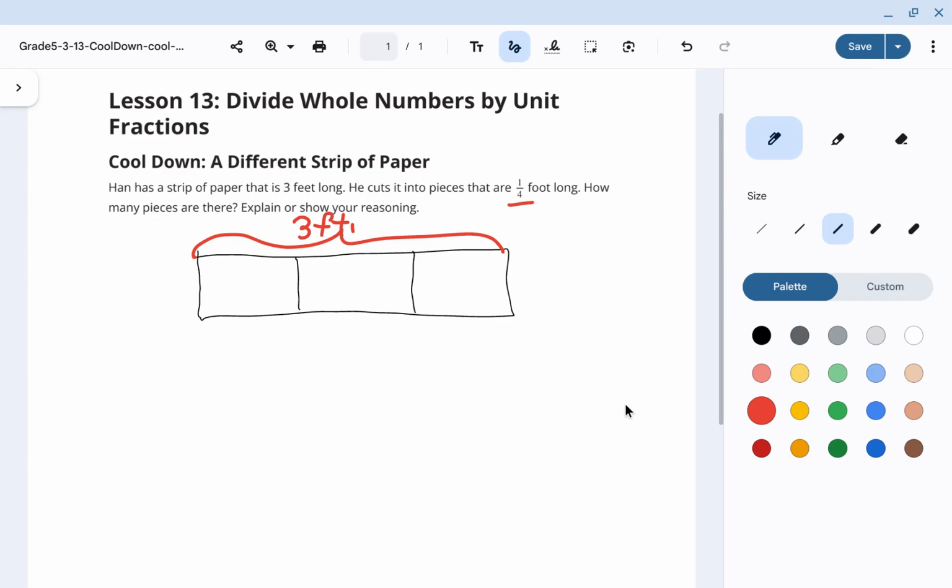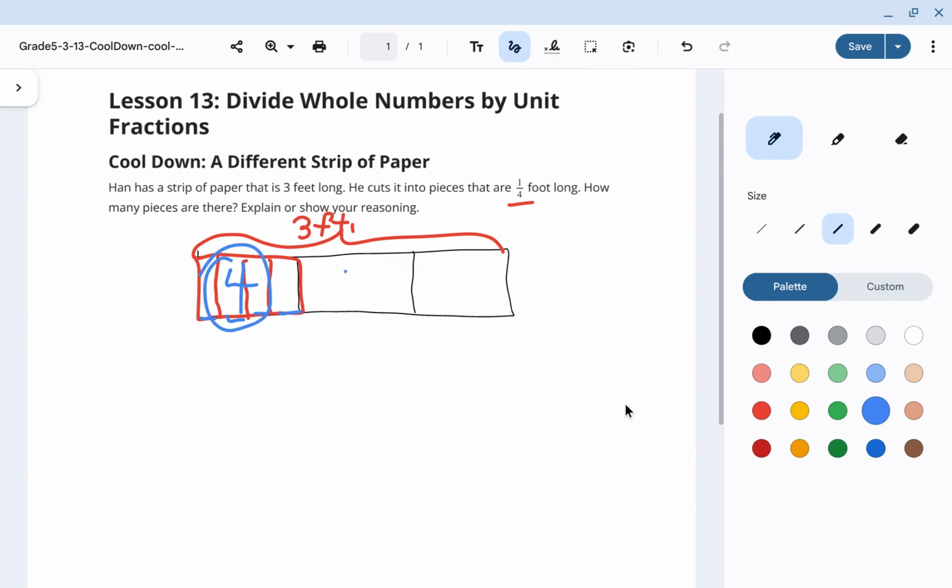Now this is a key detail right here. He cuts it into pieces that are 1/4 of a foot long. So remember, boys and girls, that this is 1 foot right now. And if he cuts the paper into 1/4 foot long pieces, notice that means that this particular foot is going to be cut into 4 pieces, right? Because this one will be 1/4, then we'll have 2/4, 3/4, and 4/4. We will have 1 foot in these 4 pieces.